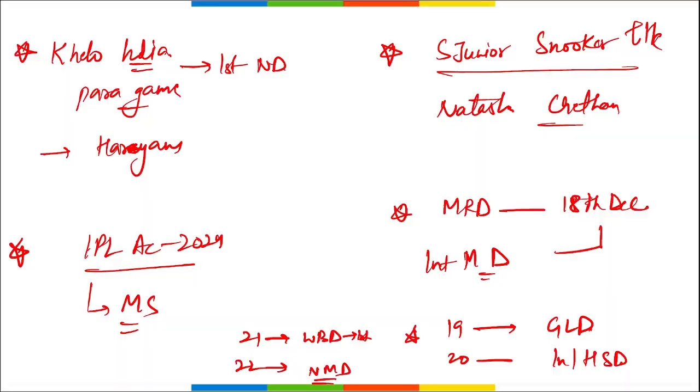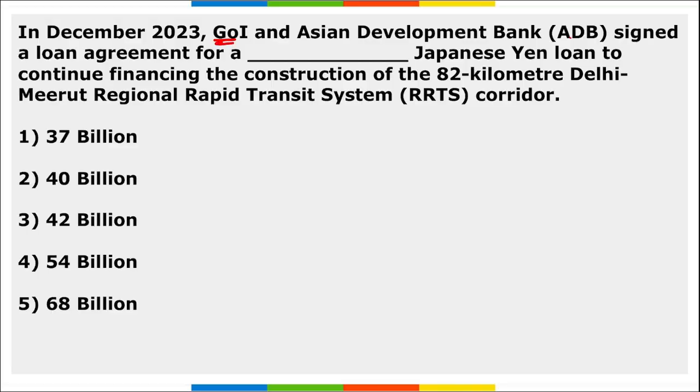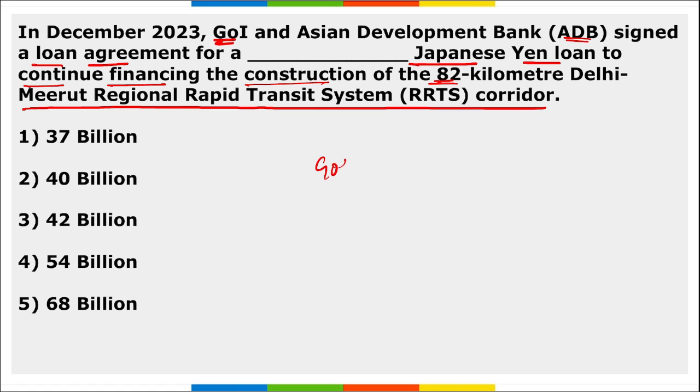Next, Government of India and Asian Development Bank, they recently signed a loan agreement for Dash Japanese yen loan to continue financing the construction of 82-kilometer Delhi Meerut Regional Rapid Transit System corridor. So here remember, Government of India and Asian Development Bank, they signed a loan agreement worth $37 billion.